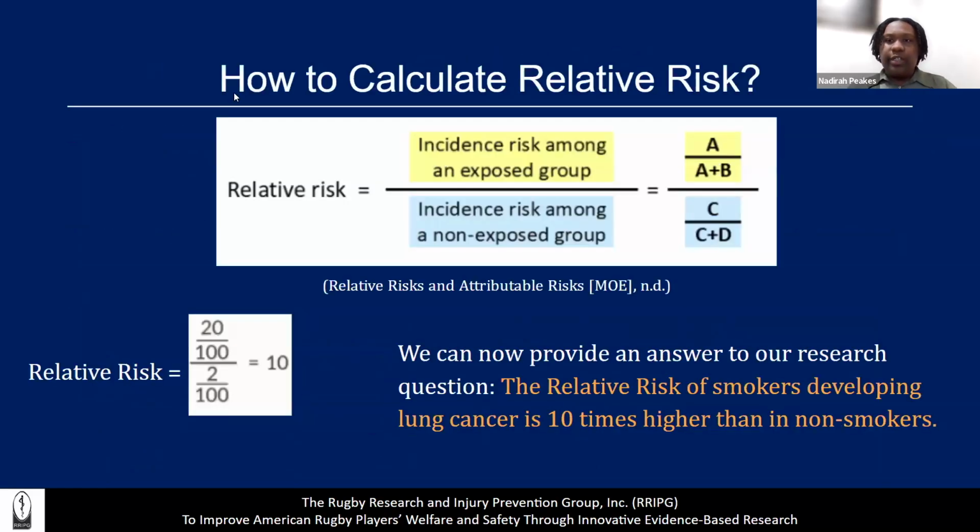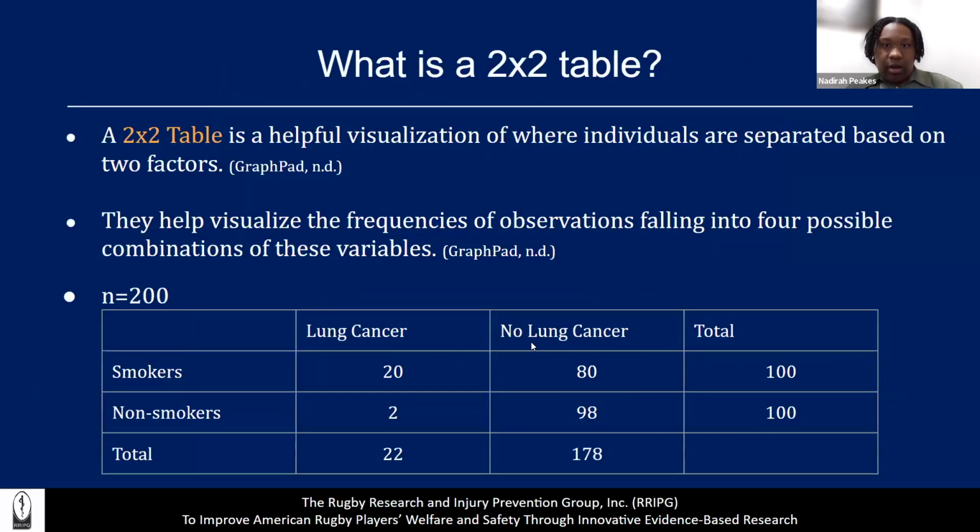How can we calculate relative risk? Relative risk is the ratio of the risks among the exposed and the non-exposed group. We can do this by calculating the incidence risk among an exposed group divided by the incidence risk among a non-exposed group. A over A plus B, and C over C plus D, represent the formula for the 2 by 2 table. 20 would be considered A, 80 would be considered B, 2 would be considered C, and 98 would be considered D.